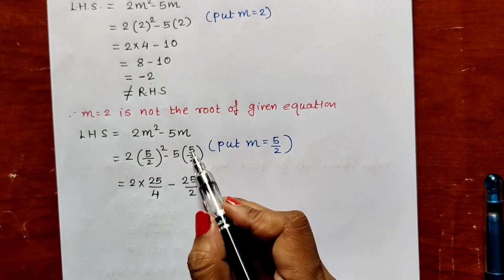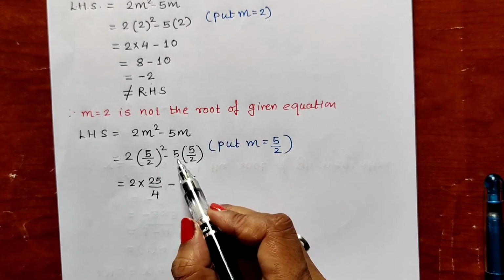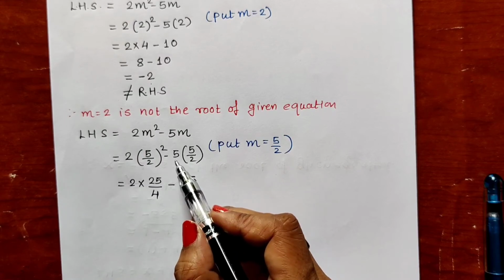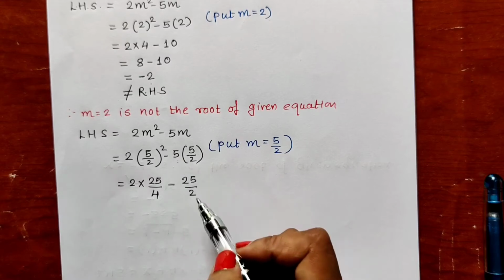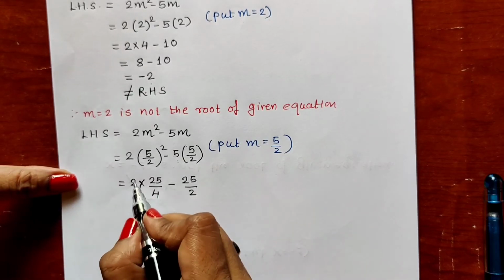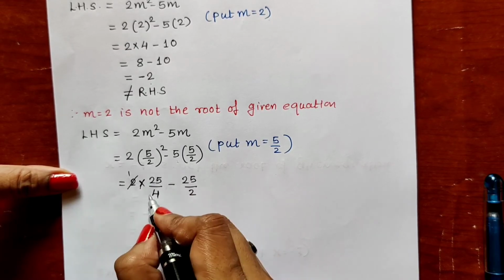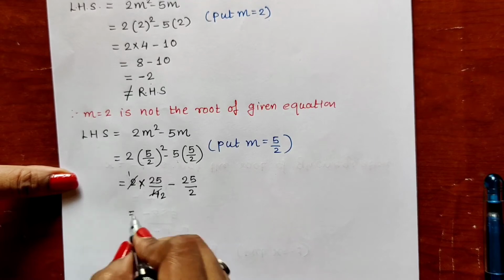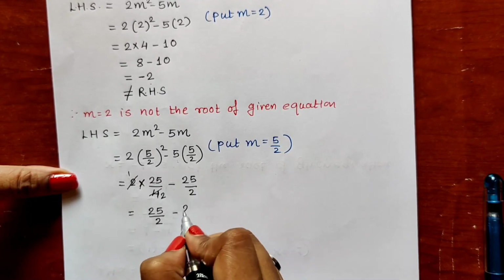Here we have to do simple multiplication. Numerator with numerator, denominator with denominator. Nothing in the denominator means 1 is always there, we all know. So it is 5 into 5 is 25 upon 2 into 1 is 2. Now here we can see this multiplication is there. That means numerator denominator can be cancelled. We can cancel. 2 1s are 2, 2 2s are 4. So we are getting 25 upon 2. And this is minus 25 upon 2.